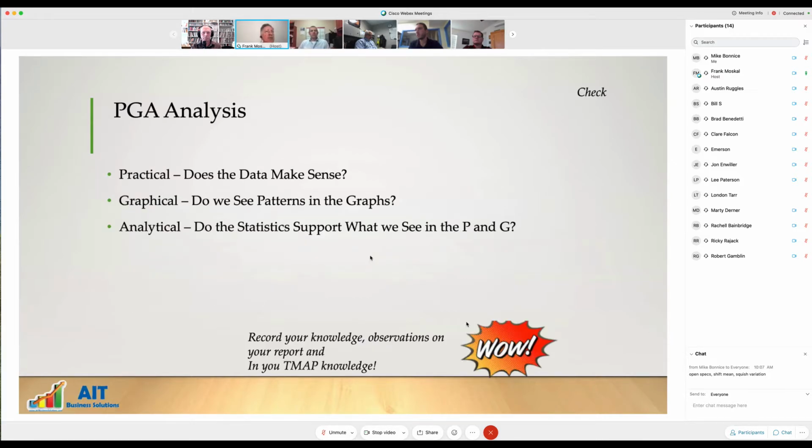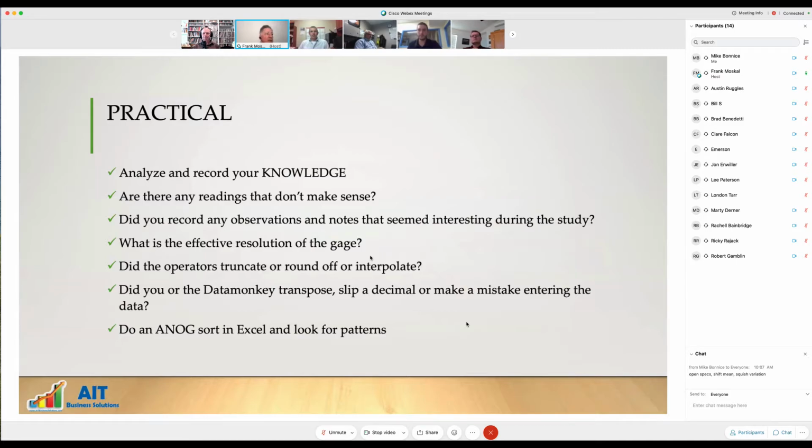And then I think what a lot of people forget is, when you do your analysis of your measurement system, practical, graphical, analytical. It's always important to follow PGA as you analyze. Practical, does the data make sense, right? What do you see in those numbers?